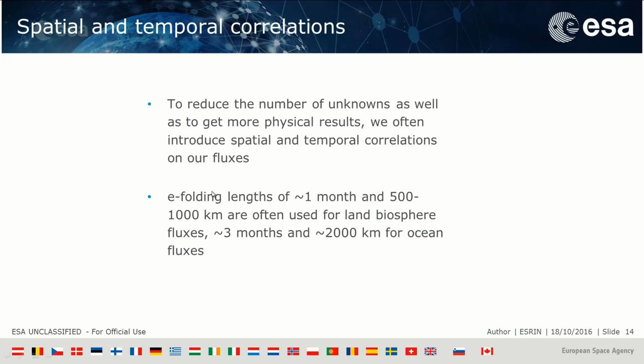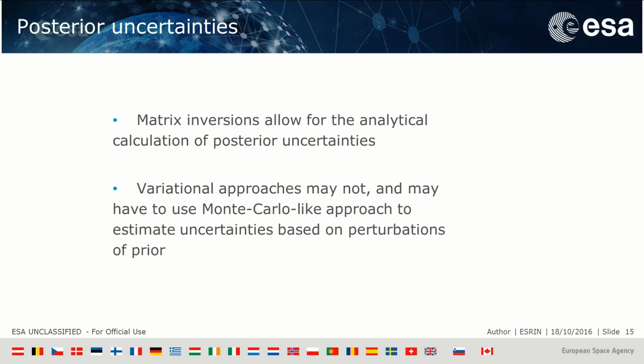So we say, okay, we see in nature that there is some correlation in time and in space. So we often use something like an E-folding length of about a month, and like 500 or 1,000 kilometers for land biosphere fluxes, and longer correlation lengths for the ocean. If you look through the literature, different groups choose different things, but you can do sensitivity tests and see, what if I change this? How sensitive am I to this? Is the result robust?